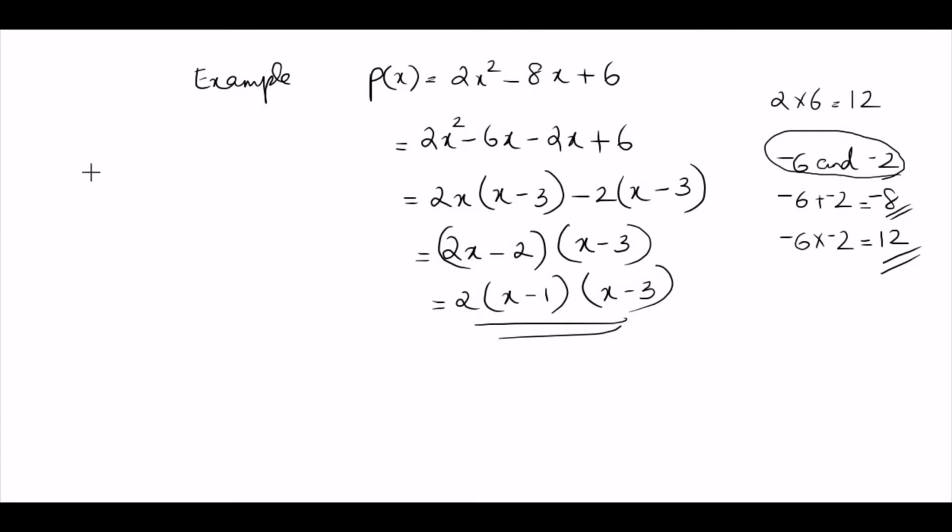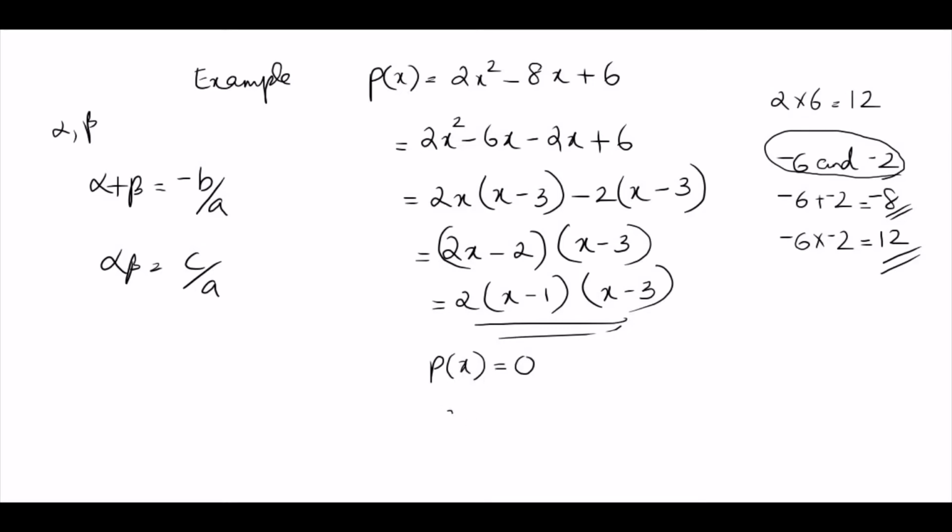Now you have to check the relationship between the zeros and coefficients. We have learned if alpha and beta are the zeros of the polynomial, then the sum of the zeros is equal to minus b by a, where b is the coefficient of x and a is the coefficient of x square, and the product of the zeros is equal to c by a, where c is the constant term and a is the coefficient of x square. So let's check the zeros first. How will you check the zeros? After you have factorized the quadratic polynomial, you equate the polynomial to 0 to get the zeros of this polynomial.